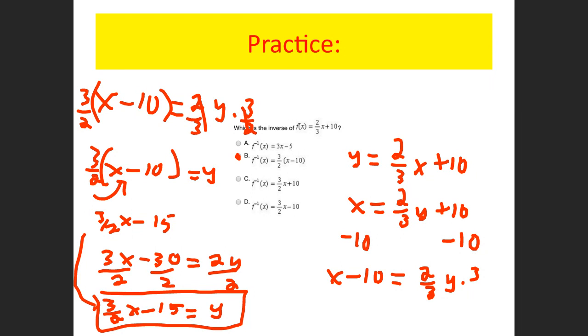All right. So this week, remember, there are 2 things that you have to be able to do. You have to be able to transform functions, and you have to be able to do inverse functions.